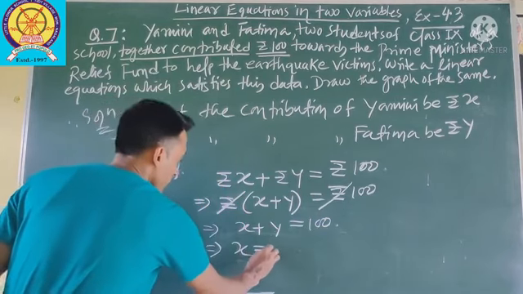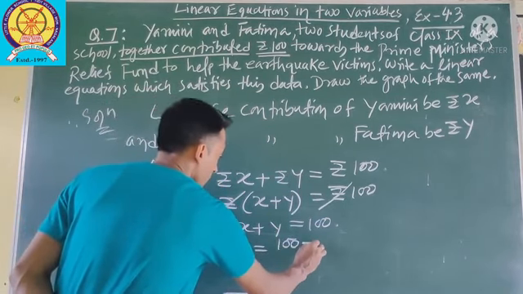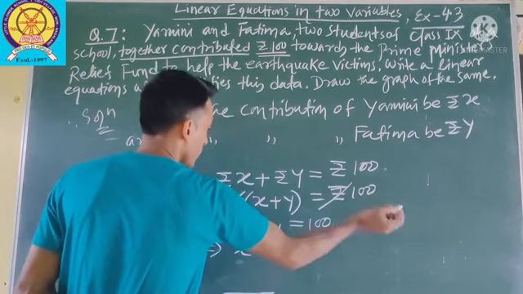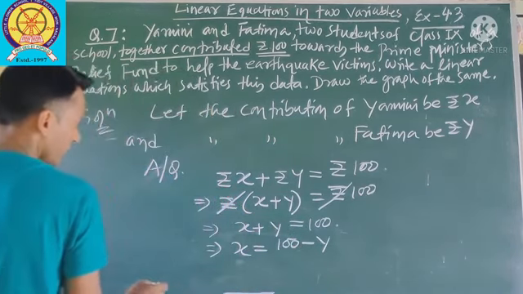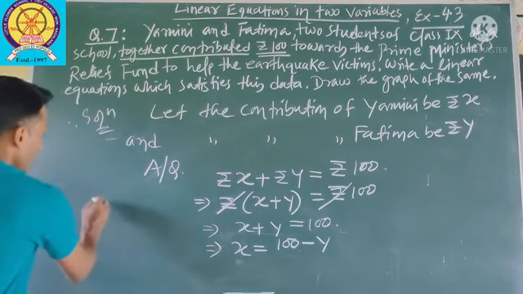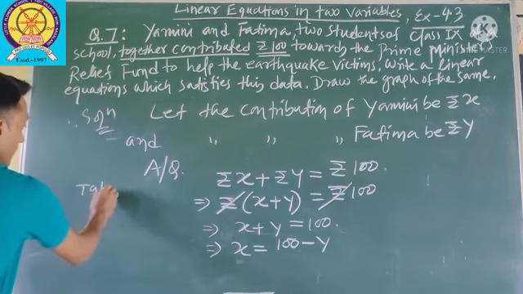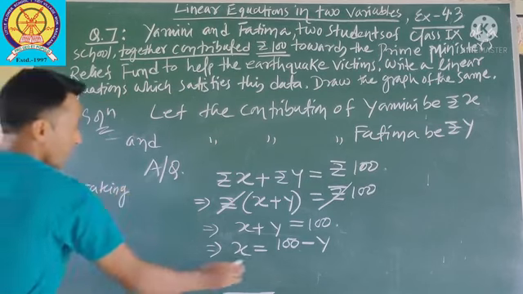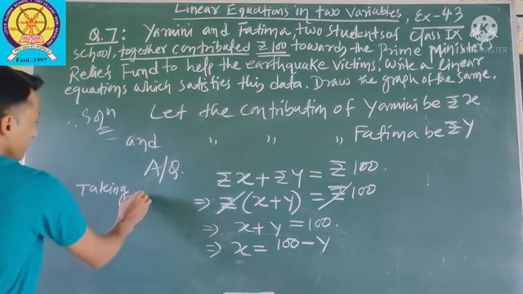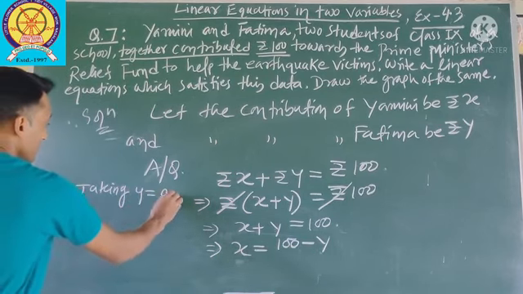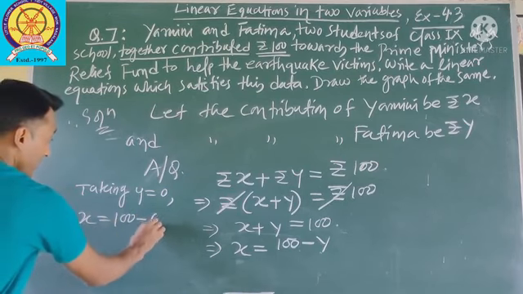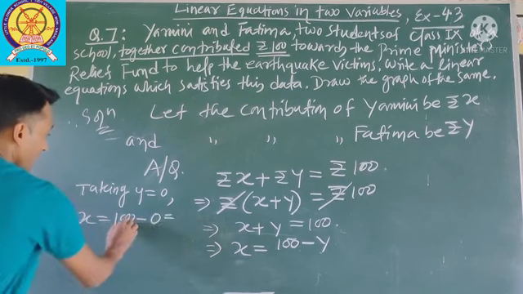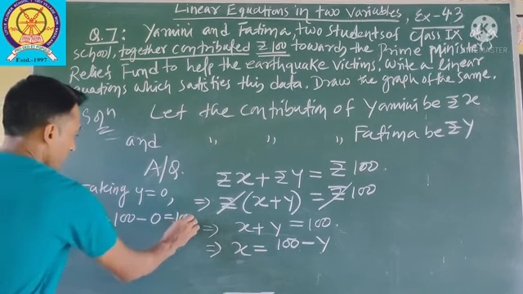So x is equal to 100 minus y. This y you take to the right side. Now we will find out the coordinates of this equation. So taking y equals 0, we have x is equal to 100 minus 0. 100 minus 0 is 100.